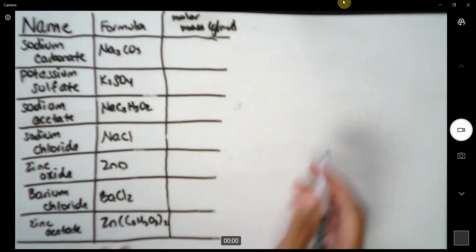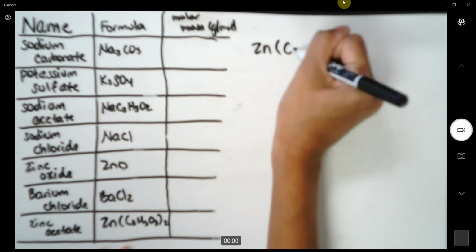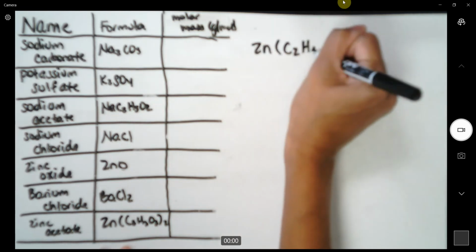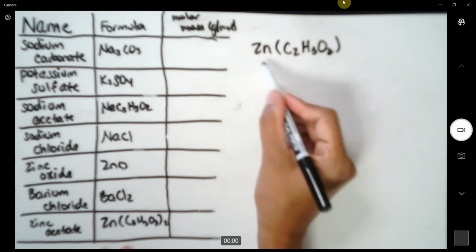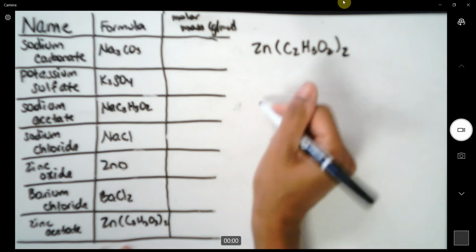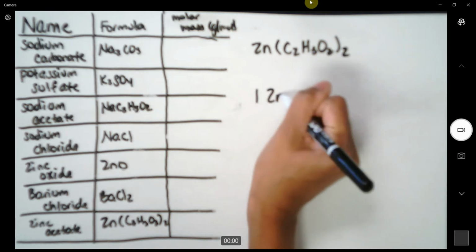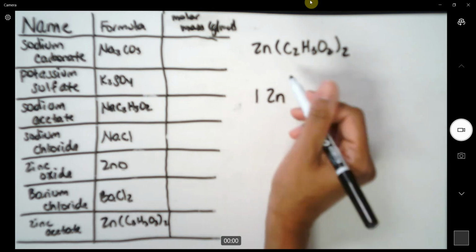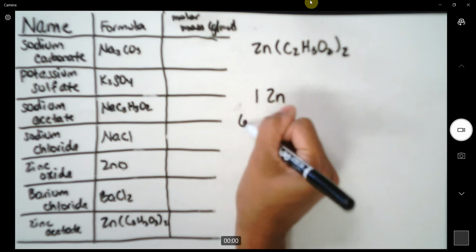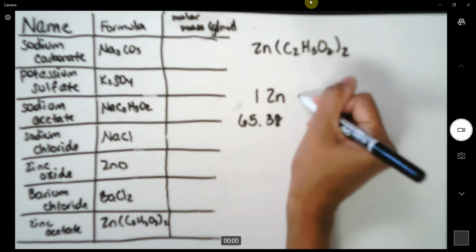And we'll do zinc acetate only because it's probably the most, I wouldn't say complex, but the longest one to do. So zinc acetate, Zn, and then C2H3O2, and there's two of them. So we will find the molar mass of this. So we know we have one mole of zinc, rather, not one atom of zinc. So that's 65.38 grams for every 1 mole of zinc.